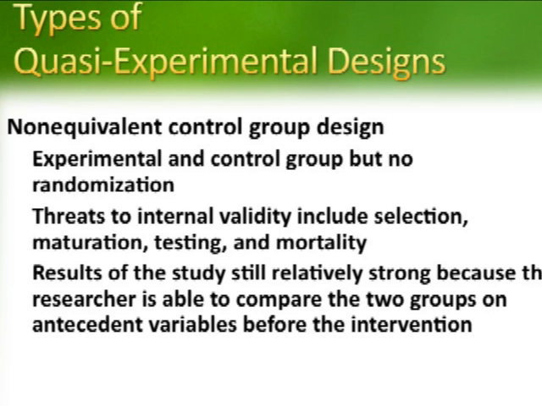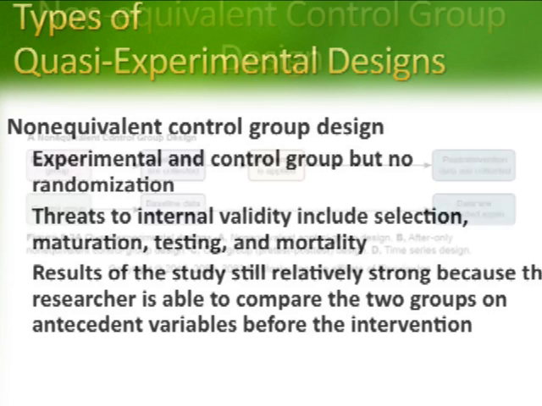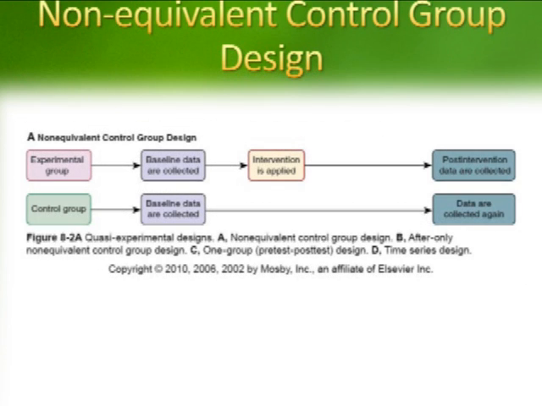The results of this study are still relatively strong because the researcher is able to compare the two groups on antecedent variables before the intervention. This is the non-equivalent control group design flowchart. And an example using this flowchart might be the following.